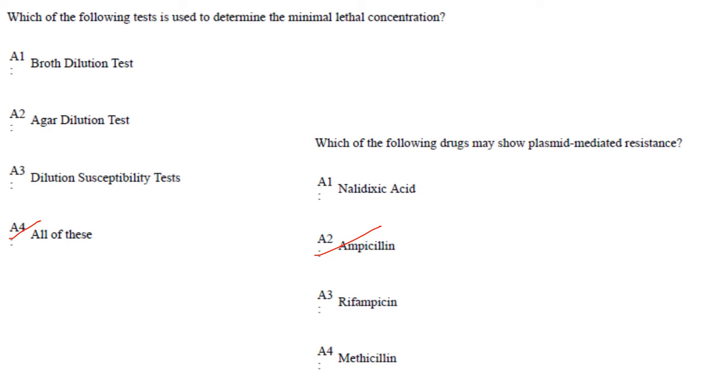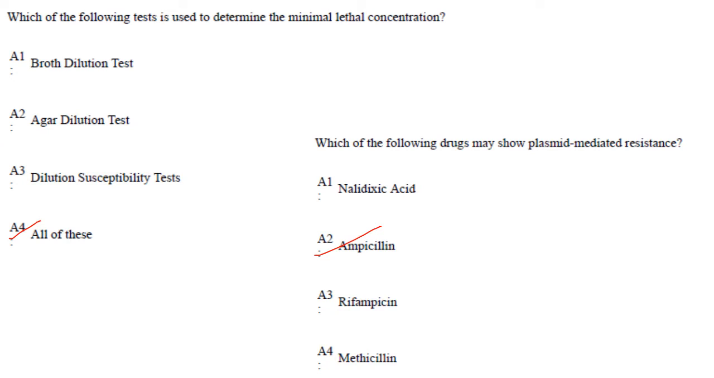The lowest concentration of a toxic substance in an environment medium that kills individual organisms or test species under a defined set of conditions is called the minimum lethal concentration. So broth dilution test, agar dilution test, dilution susceptibility test, all these tests are used to determine minimum lethal concentration. So answer is 4. Then next one, which of the following drugs may show plasmid mediated resistance?